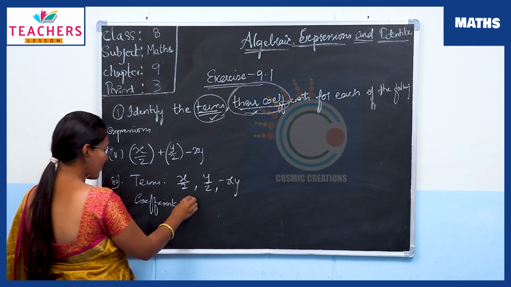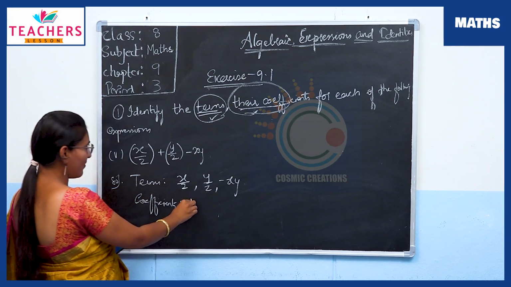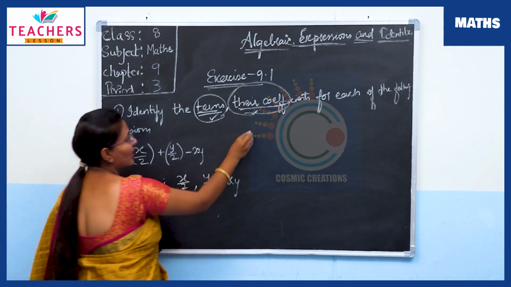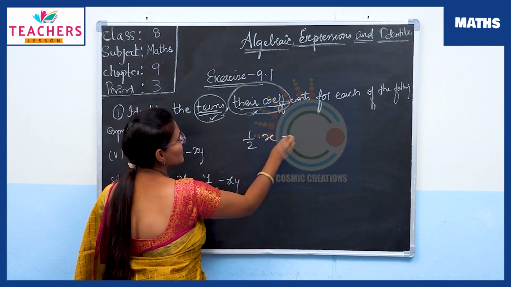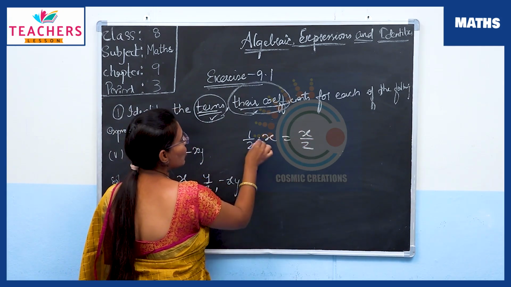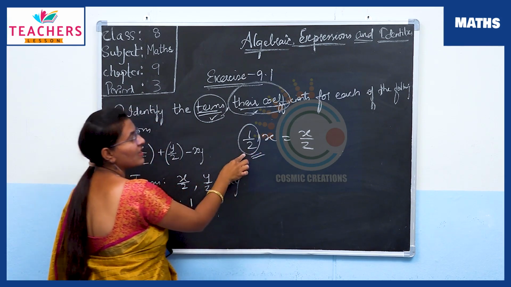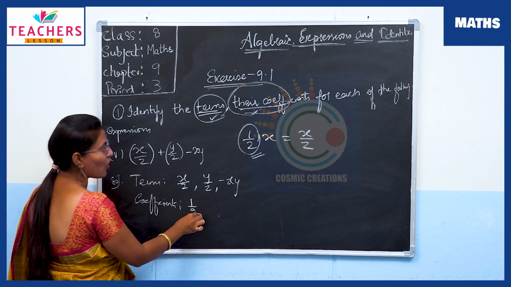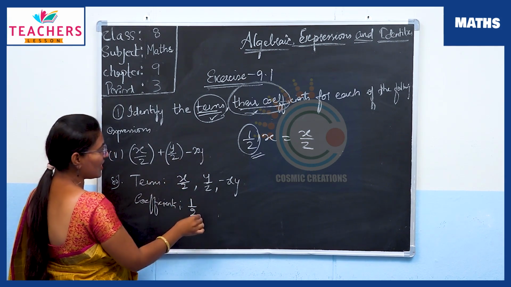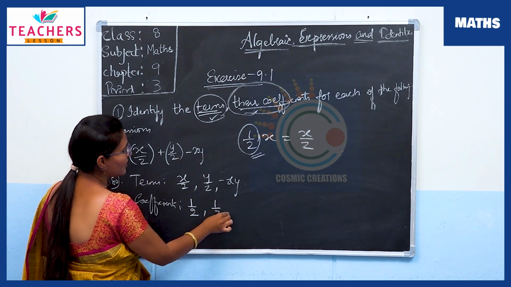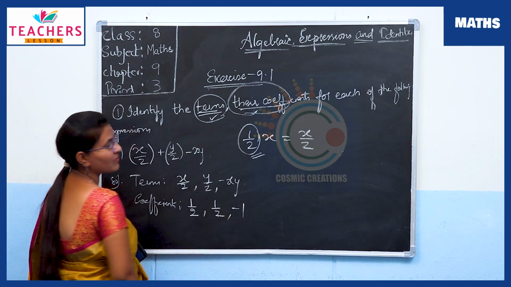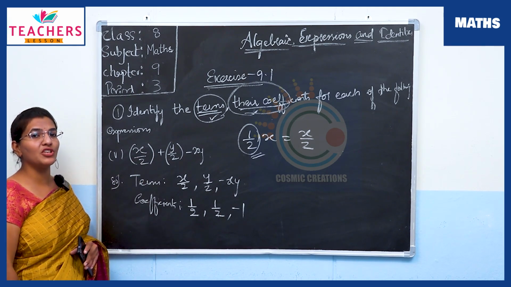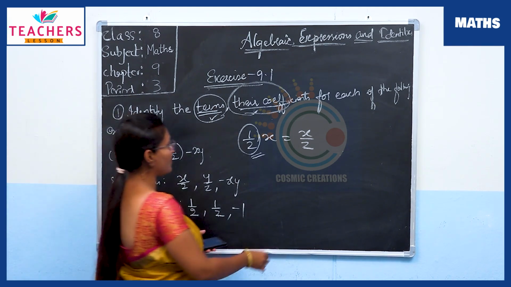Next, what are the coefficients? 1, or 1 by 2? 1 by 2. Yes, because 1 by 2 into x is nothing but x by 2. So obviously here we have to see the constant alone, right? So coefficient will be 1 by 2, and here plus 1 by 2, and minus 1. You should be very careful whenever the fraction comes into the picture, right? Okay.